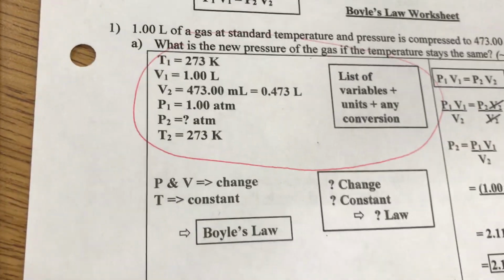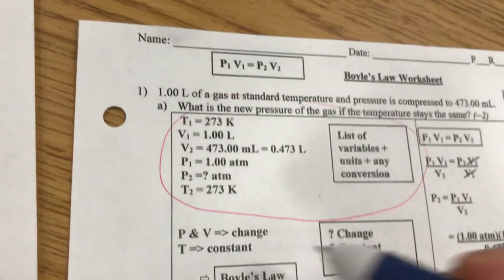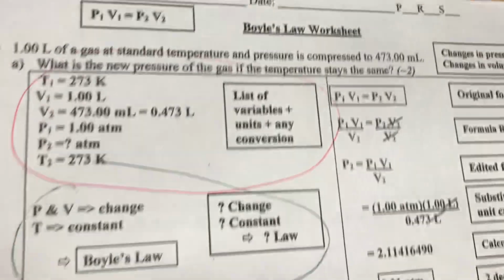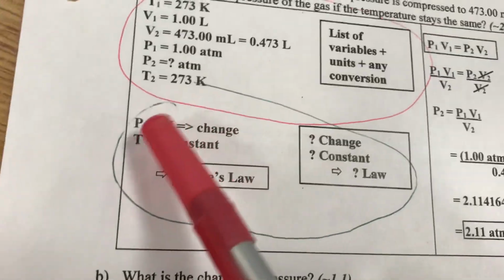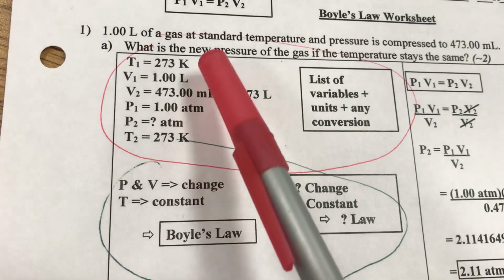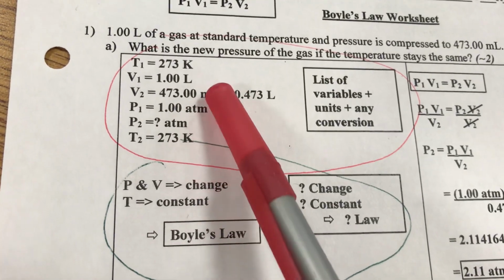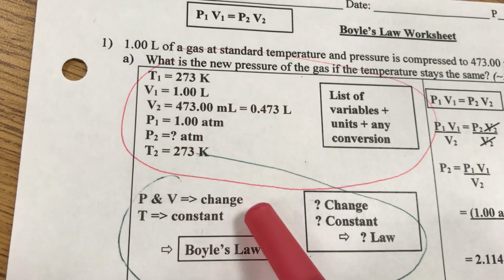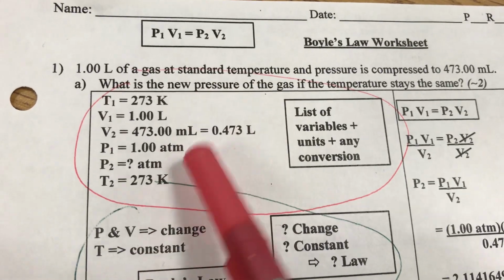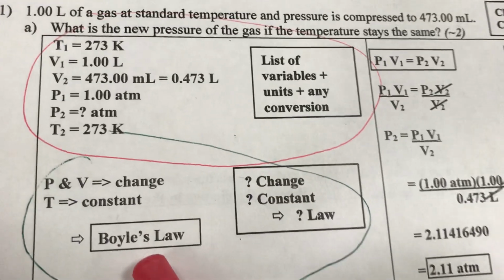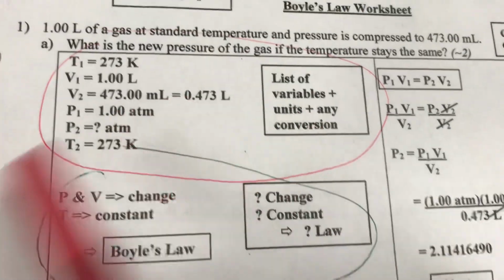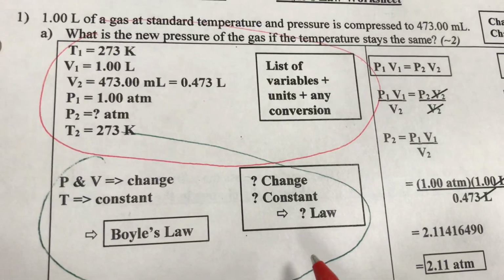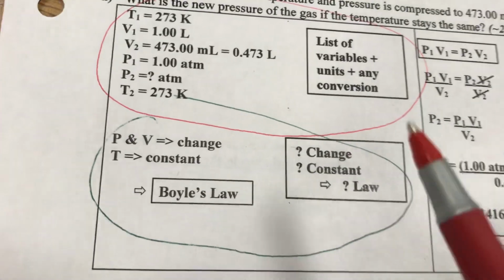Now based on the two conditions, okay, so everybody use green pen. Based on these two conditions, number one, your pressure and your volume will change, because P1 and P2 are not the same, and the volumes are not the same, and also your temperature is constant. Based on these two, this is called Boyle's law. Now you have to make sure that you include this part, because on the worksheet later you can have 7 different laws. They will have different situations.